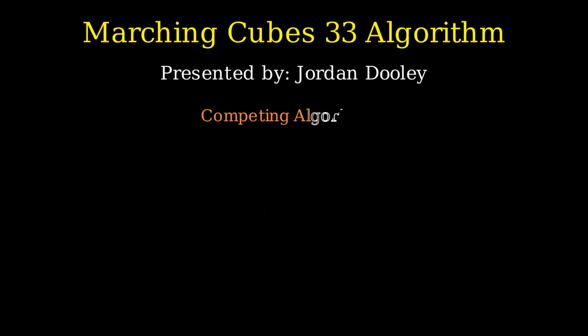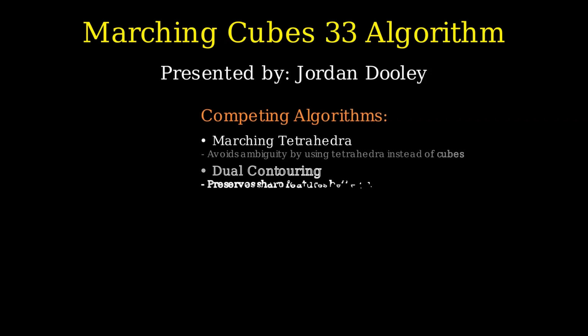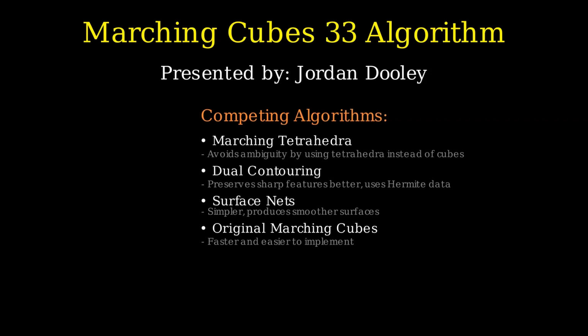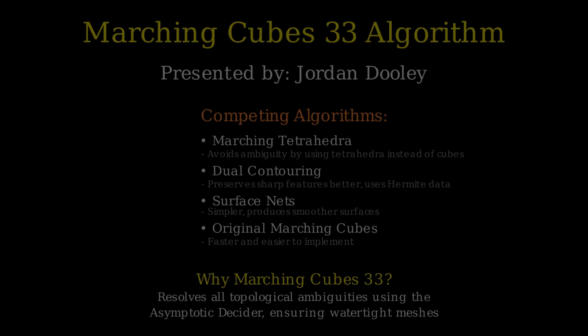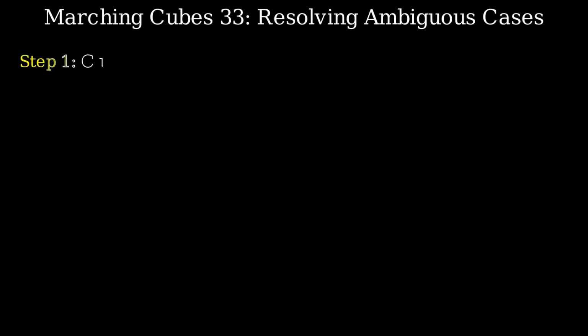There are other algorithms that can be used on this type of problem, but Marching Cubes 33 is well-rounded and is quite simple under the hood. The algorithm works on a grid of volumetric data, but each cube is calculated independently of its neighbours, so we will be looking at a single cube.